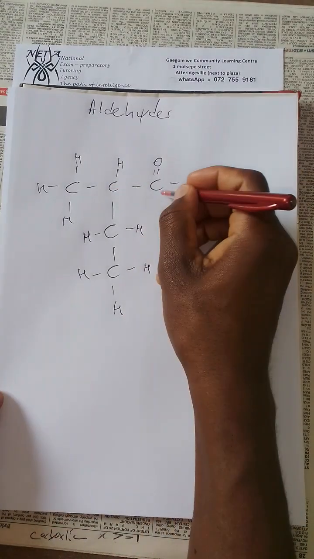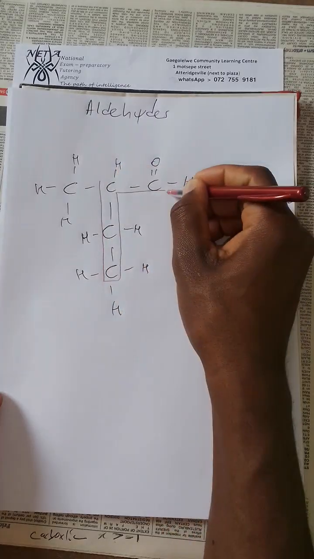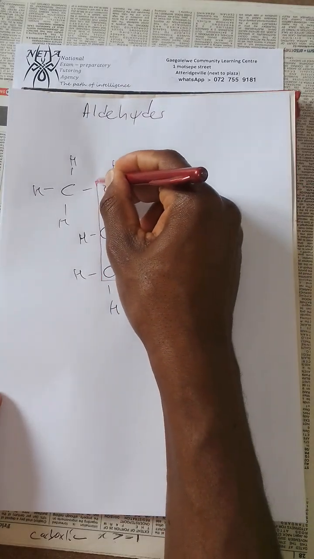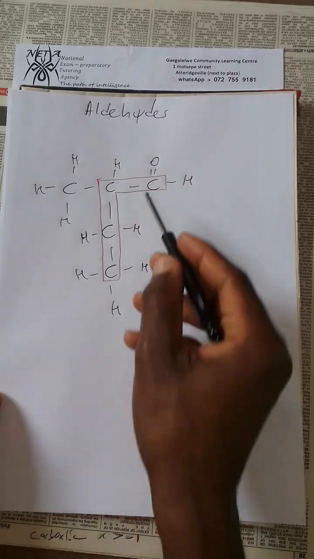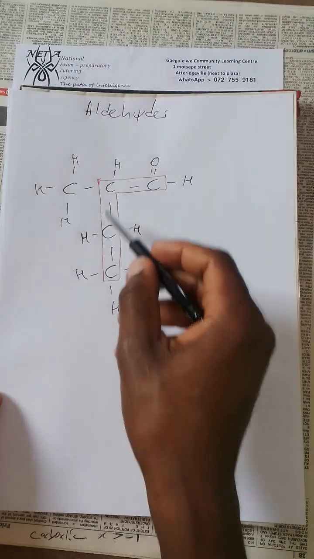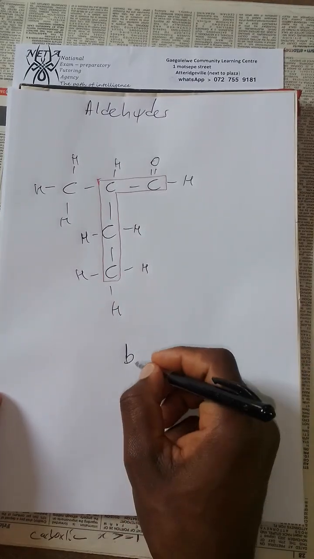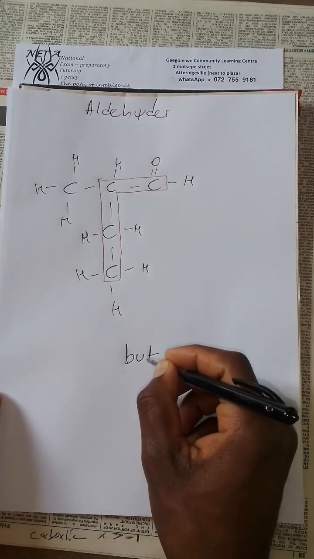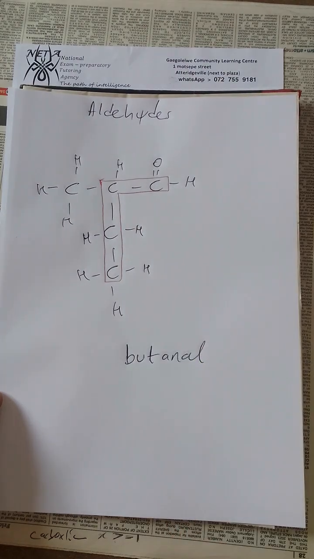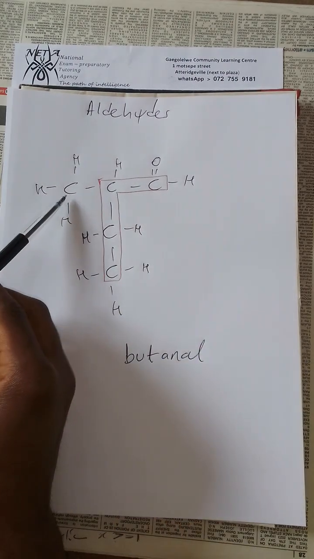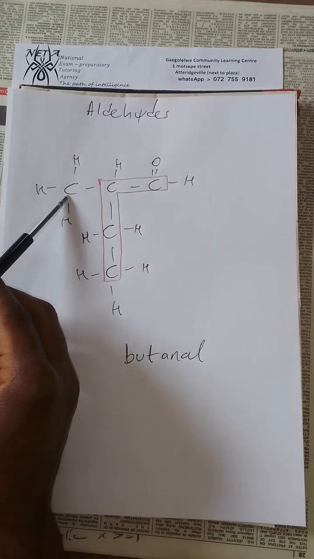Every time you count and you find a chain with the highest number of carbons, you must immediately declare it your parent chain. Now that it has been declared our parent chain, you can see that our parent chain has 4 carbons, and 4 is demonstrated with the prefix but. Therefore, this is going to be butanal.